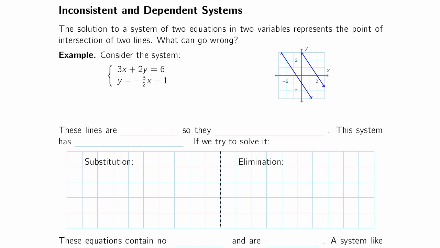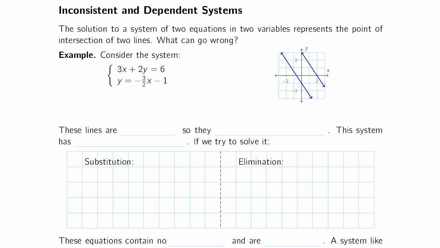When we're working with balanced systems, we've seen that they typically have exactly one solution. But sometimes something goes wrong. Let's start by seeing the things that go wrong in systems with two equations and two variables, because the geometry of this situation is easier to see. The solution to a system of two equations in two variables represents the point of intersection of two lines. And this can go wrong in two different ways.